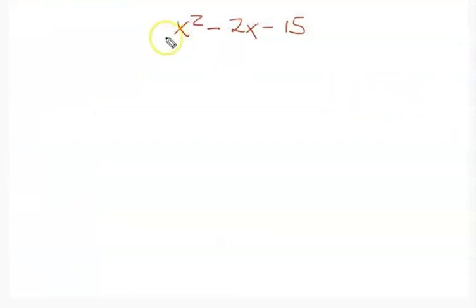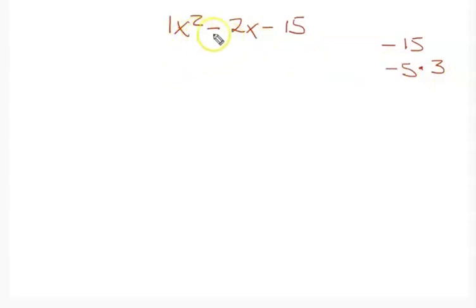Okay, now A is 1, so 1 times 15 is going to be a negative 15. Now we're looking for factors of this that are going to add up to a negative 2. And again, you can write them all out, but I see it's going to be 5 times 3. And I need a negative 5 and a 3. This will add up to a negative 2.